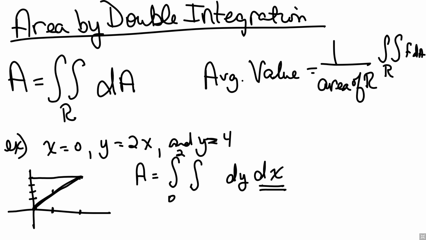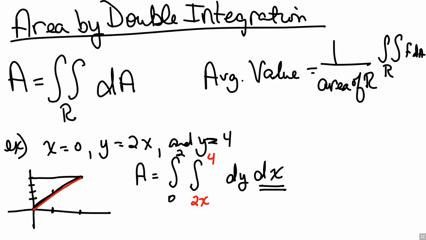Now for the y, we have to keep in mind that we're following along the curve. So for the y, the lower y value is not going to be 0. The lower y value is going to be the function, 2x. Then the upper y value is going to be what? 4. So we're going to integrate from 2x to 4.